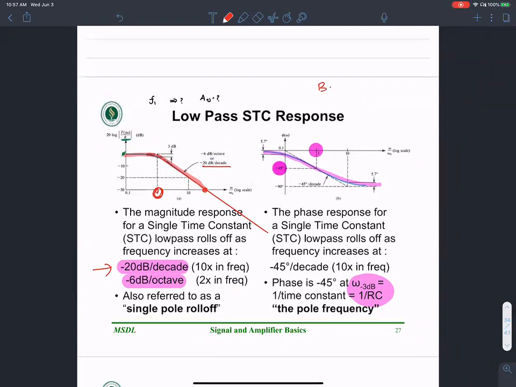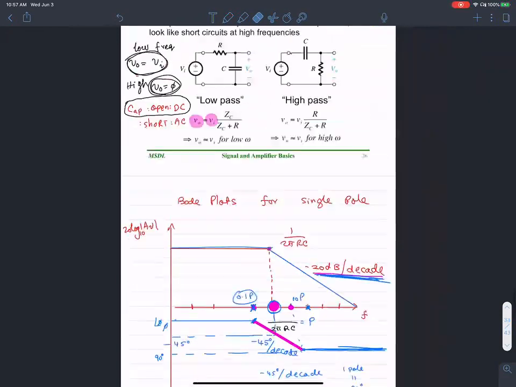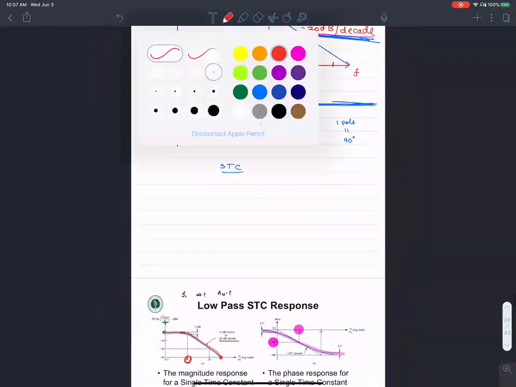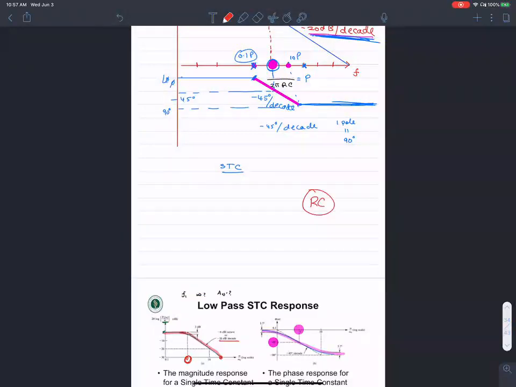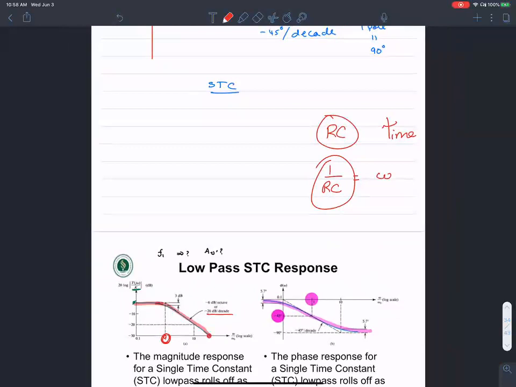Remember when I discussed the Bode plots? How do we define a pole? It is this guy, a single resistance and a capacitance. Remember, there's a low pass. This product, RC, has units of time. Remember, 1 over RC has units of omega, or radians per second. Now, the idea was that this turns out to be the pole frequency.